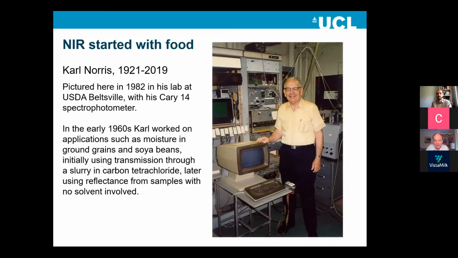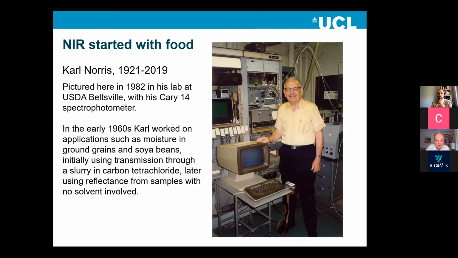So the early measurements were taken by grinding the grains or the beans, more or less dissolving them in carbon tetrachloride, and using transmission through a fairly thin sample. And later on, he discovered that you didn't have to use a solvent. You could actually do reflectance spectroscopy directly off a ground sample.